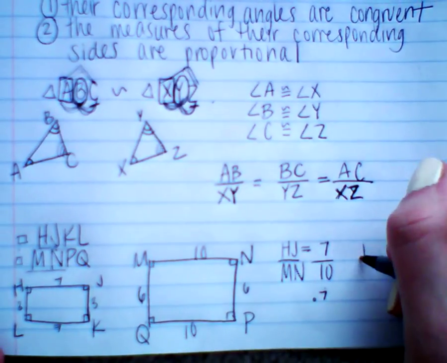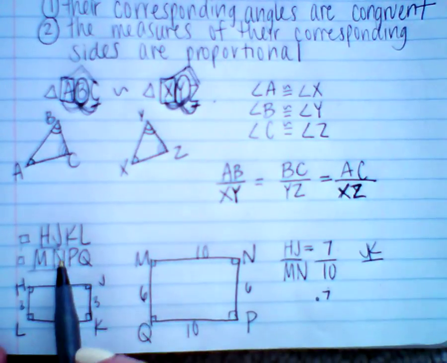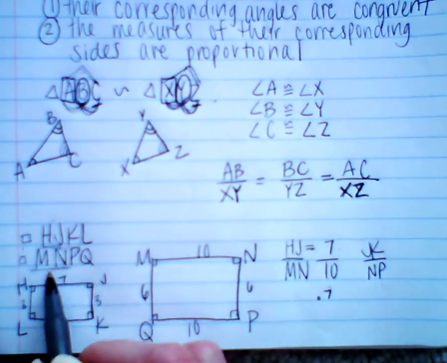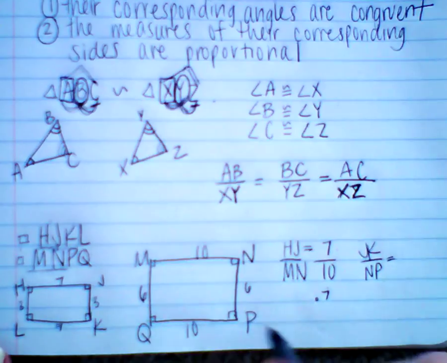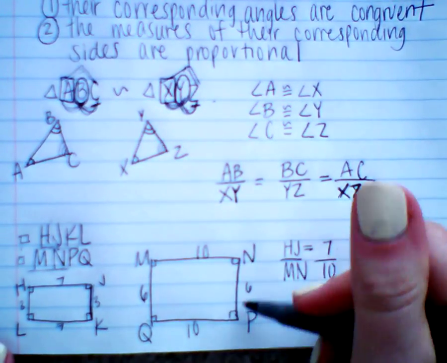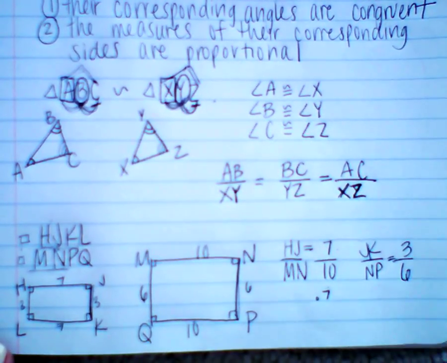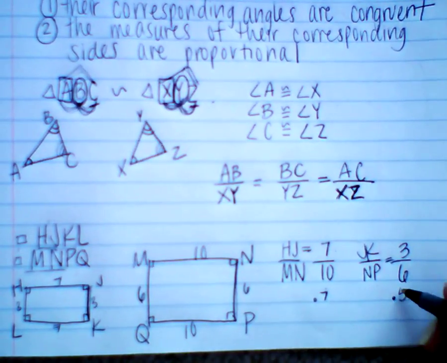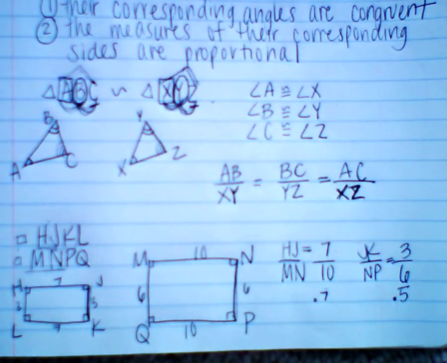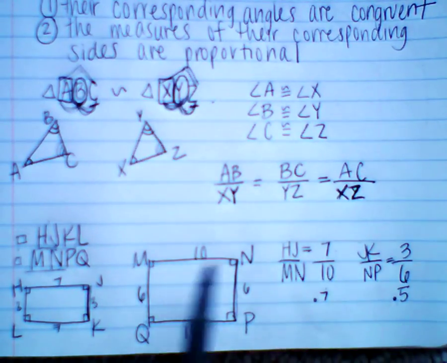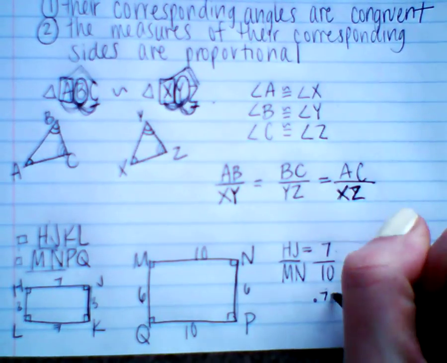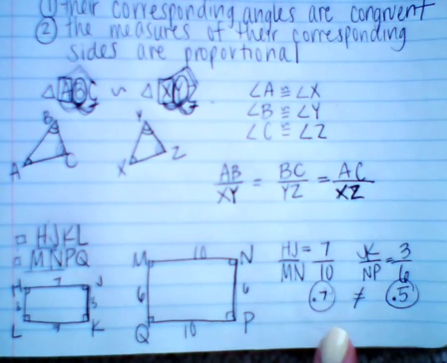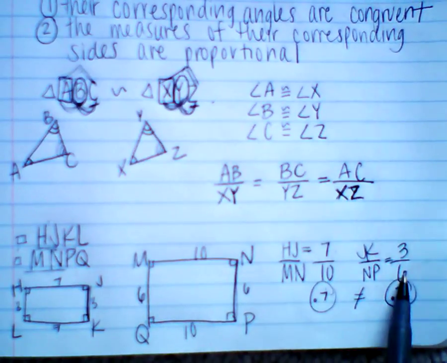JK corresponds with NP. Remember, the order matters. So my second two letters. Well, JK is 3, NP is 6. When I simplify that, I know that that's 1/2, or 0.5. Right away, I can already determine these are not similar because their proportions are not equal. 0.7 is not equal to 0.5 when I simplified these fractions.